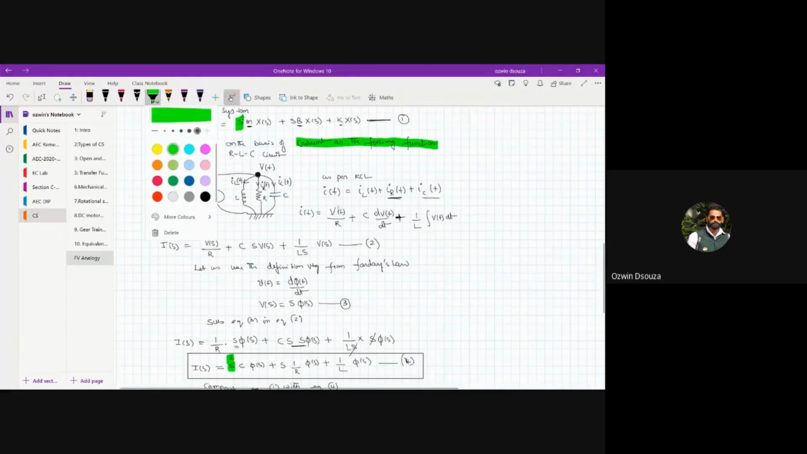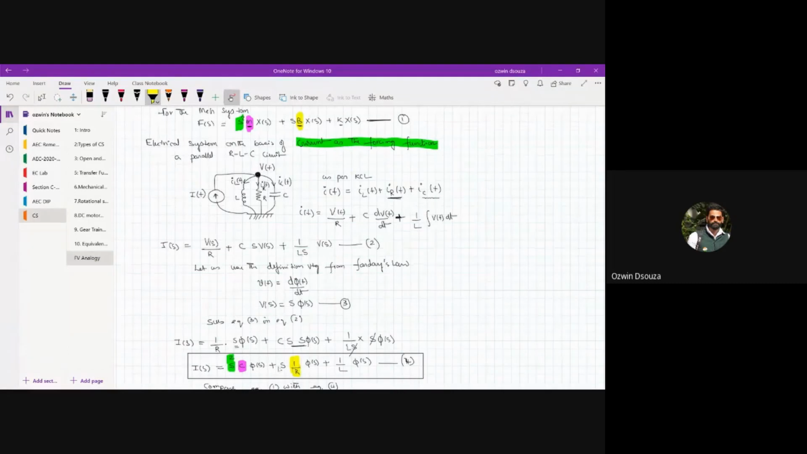Okay, let's do that. Now, the coefficient of the highest power of s in the mechanical system is M. On the other hand, the coefficient of s square in the electrical system is C. Similarly, the coefficient of s to the power 1 in equation 1 is the frictional coefficient B. In the electrical system, the coefficient of s to the power 1 is conductance, or 1 by R. And finally, you can identify the coefficient of s to the power 0, which is the expansion coefficient K, and in your electrical system, you have the reciprocal of inductance, 1 by L.